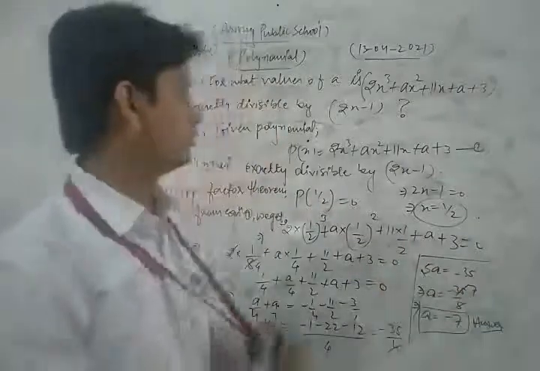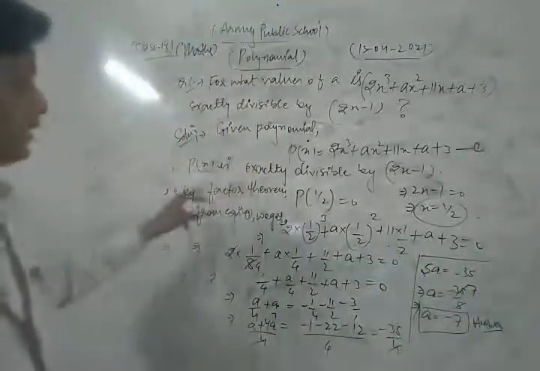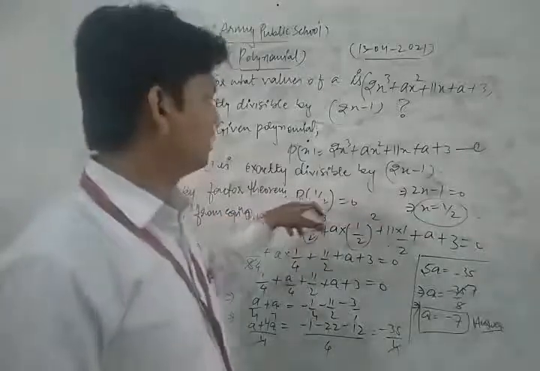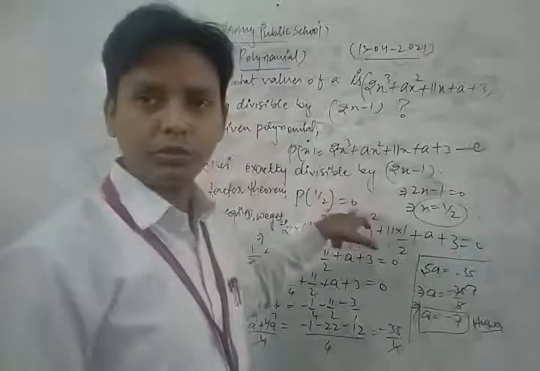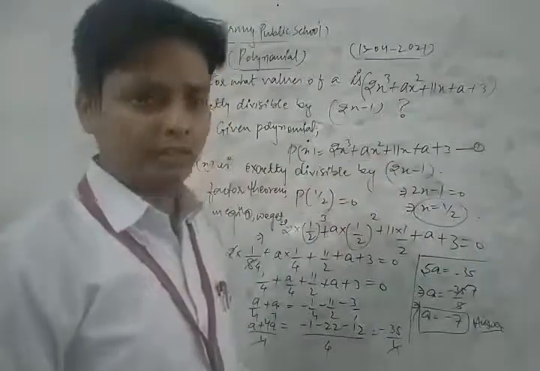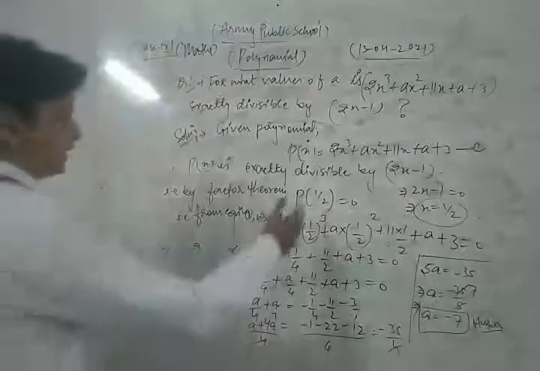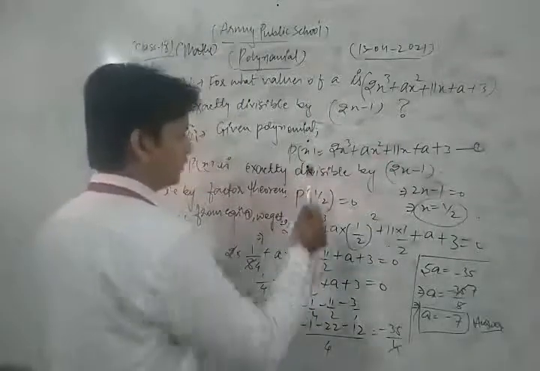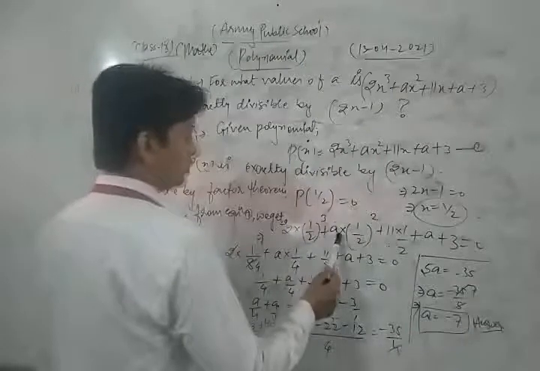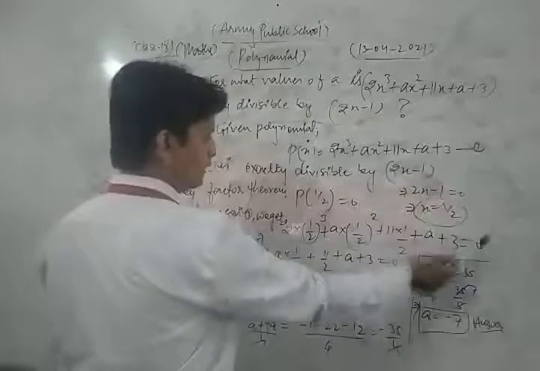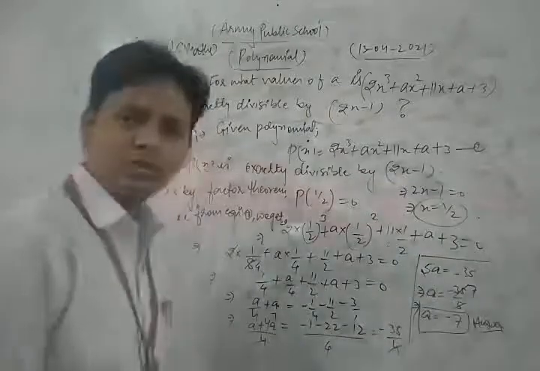Now by the factor theorem, p of 1 by 2 must be equal to 0, because this is a factor of the given polynomial. So it is clear. Now we replace x by 1 by 2, so 2 into (1 by 2) cube plus a into (1 by 2) square plus 11 into 1 by 2 plus a plus 3 is equal to 0.